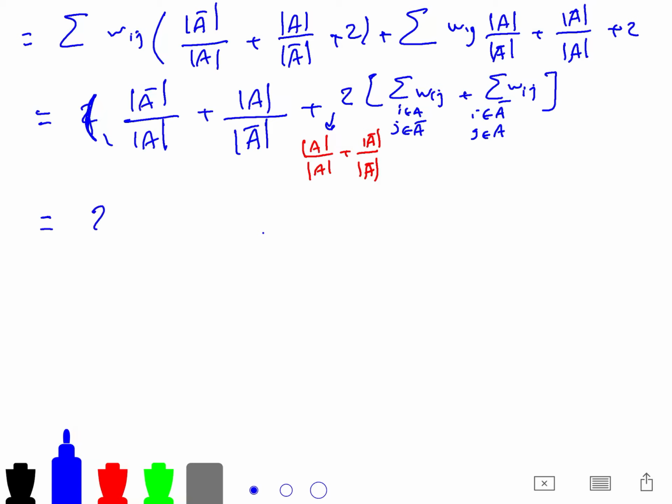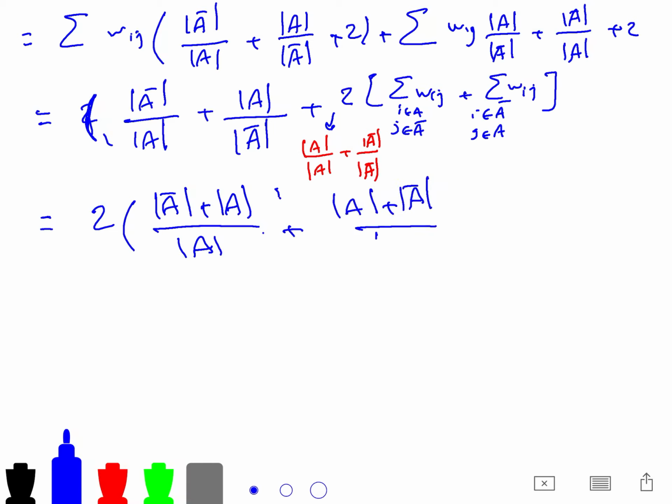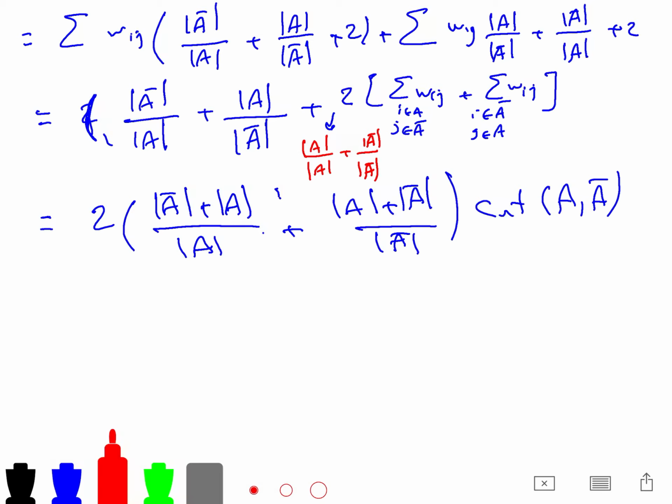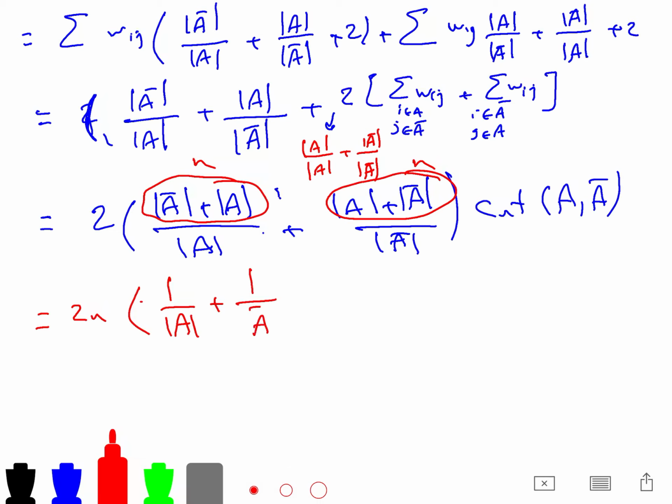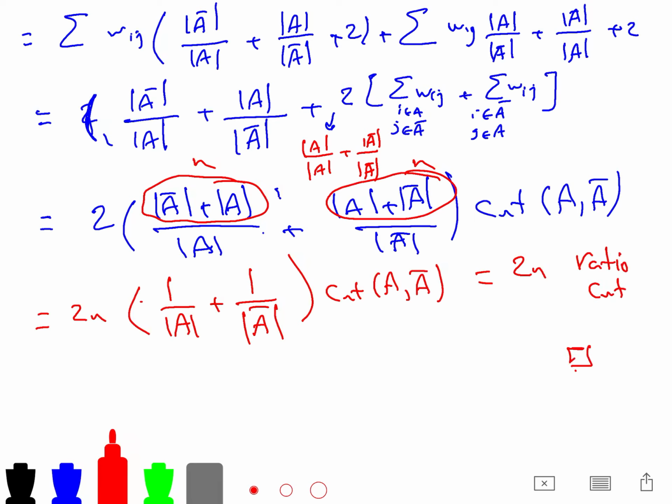And so this is equivalent to 2 A bar plus A plus A plus A bar plus A bar, cut of A and A bar. You clearly see that this is N. The sum of cardinalities, the total cardinality, is this. This one is N again. And you clearly see that this is equivalent to cut of A and A bar. So this is just 2n ratio cuts. And we have proved our claim.